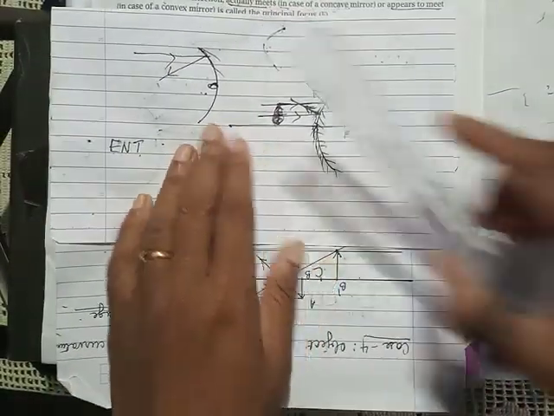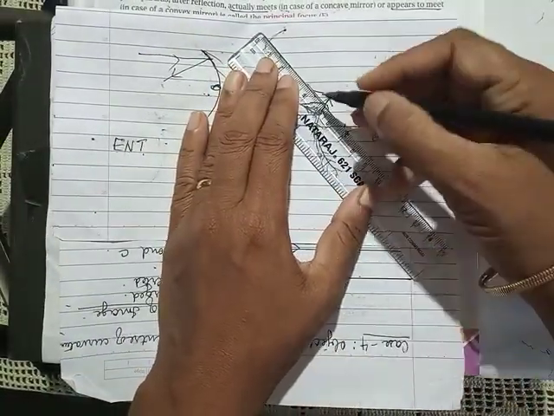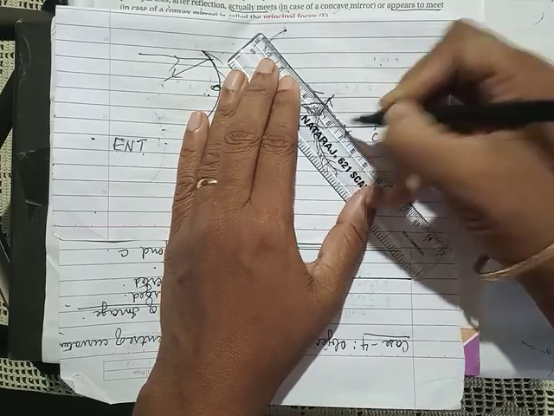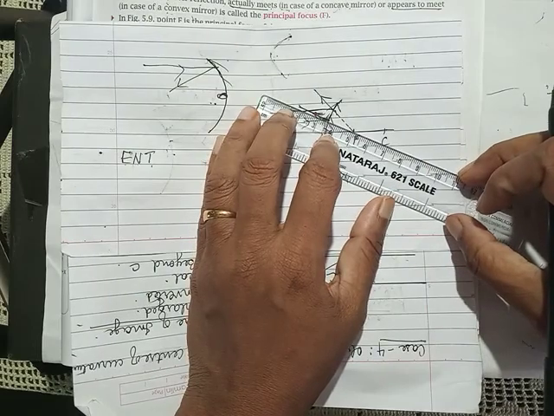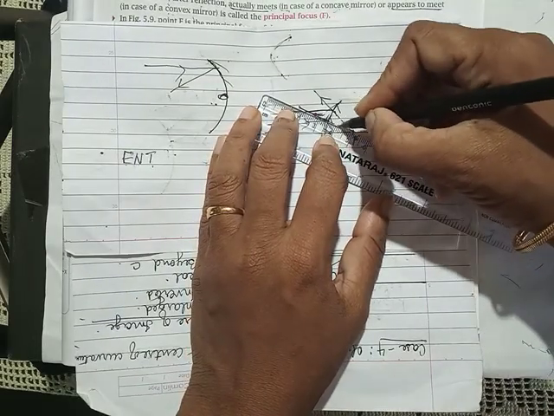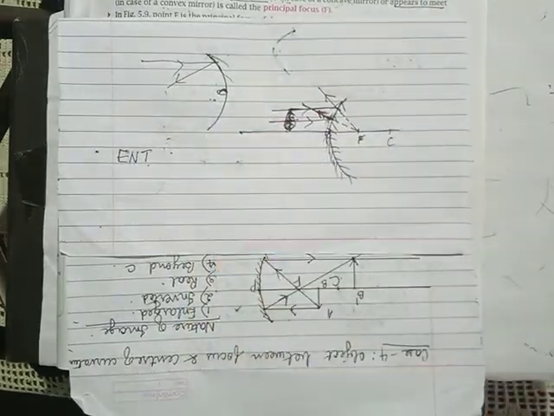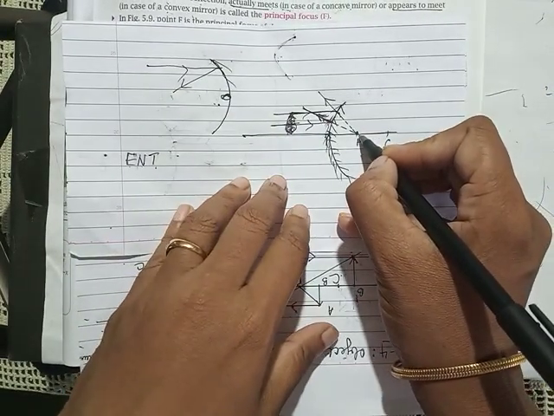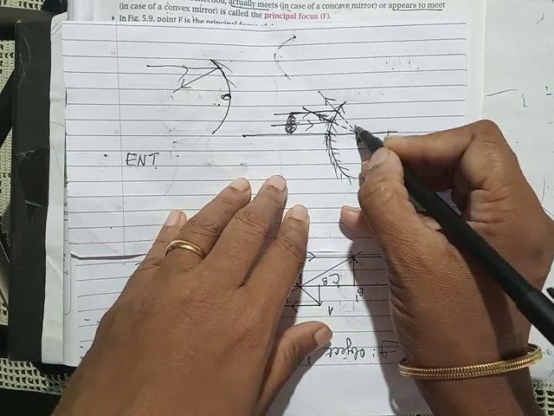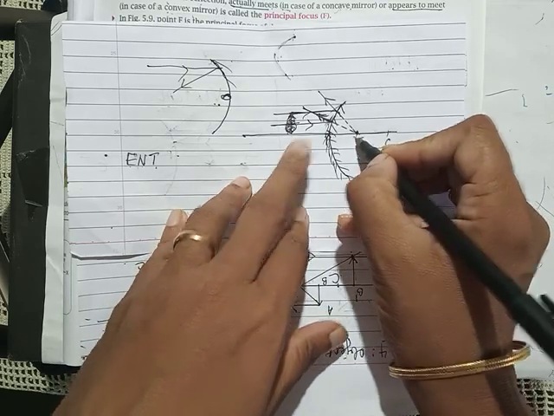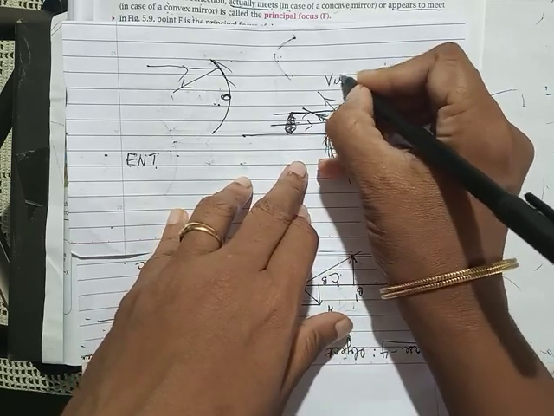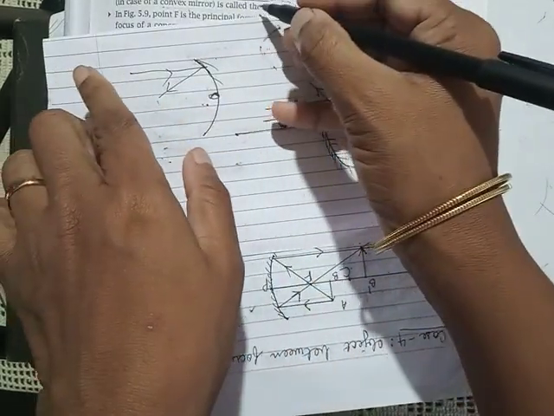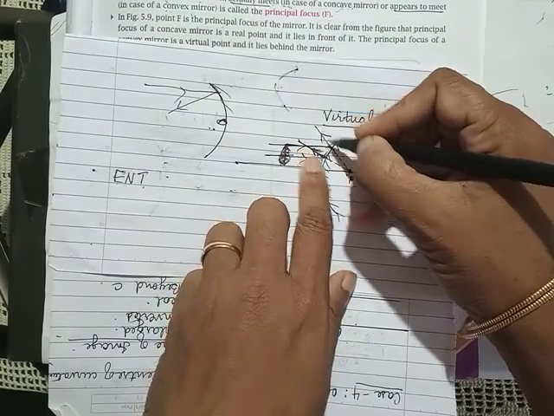But one thing is possible. If I extend it backward, by putting a dotted line, if I extend these two rays, they will meet at one point, or we say they appear to meet at this point. That is where the image is formed. Now this kind of image is called a virtual image. Here the reflected rays are not going to meet, but they appear to meet.